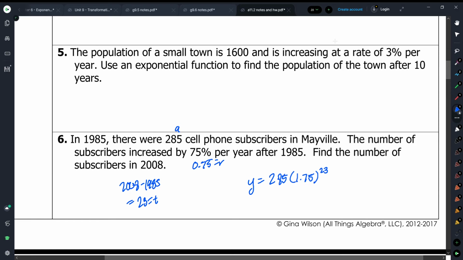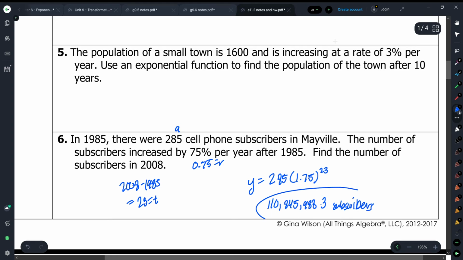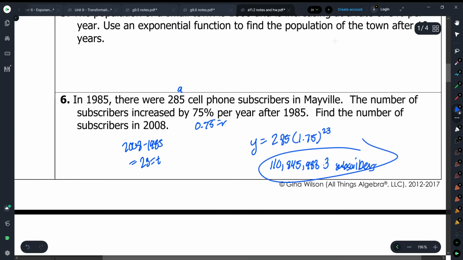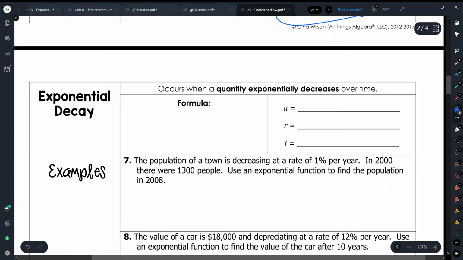You get 110 million 845,988.3 subscribers. That might seem big, but there's that many people using cell phones, okay?